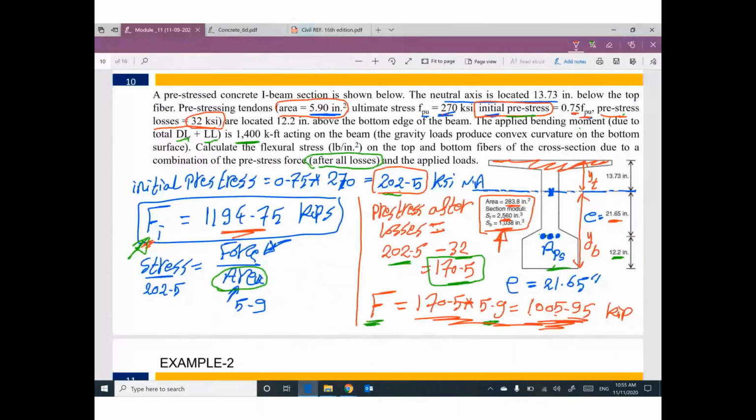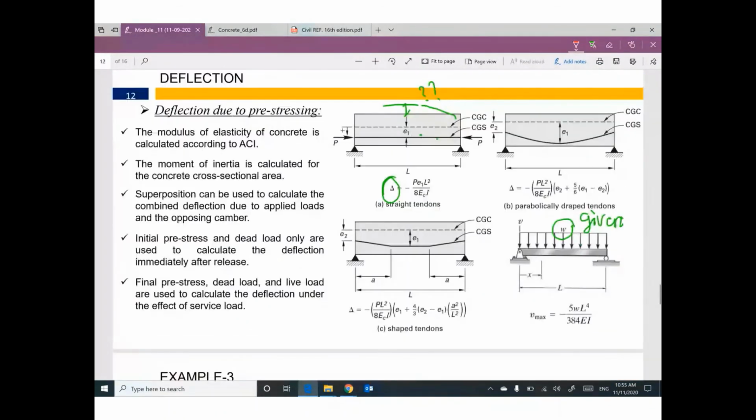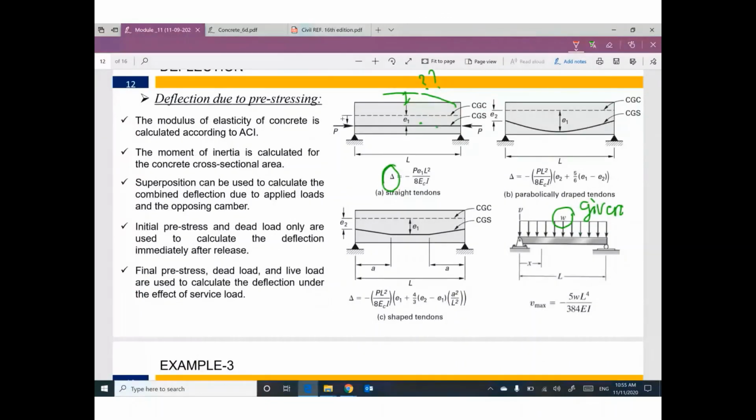Next time, I will do more examples, and we'll start with the deflection. Deflection is a piece of cake, just one sentence, you are done.